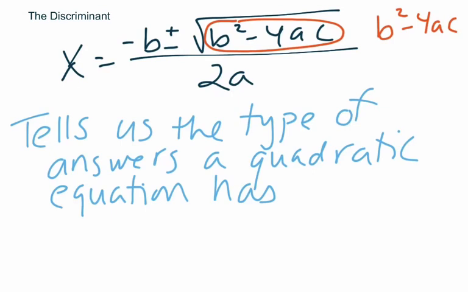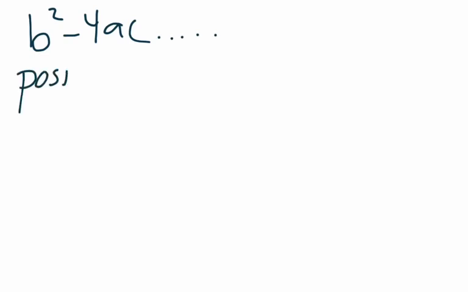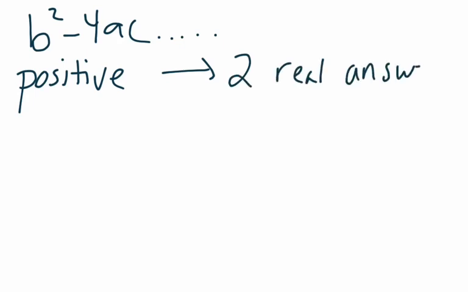So here's the end game. Here's what we know from the discriminant. So if you had a quadratic equation and you just did the b squared minus 4ac, that's the only part you did. If you got a positive number for the b squared minus 4ac, then you would know that it has 2 real answers or 2 real roots.